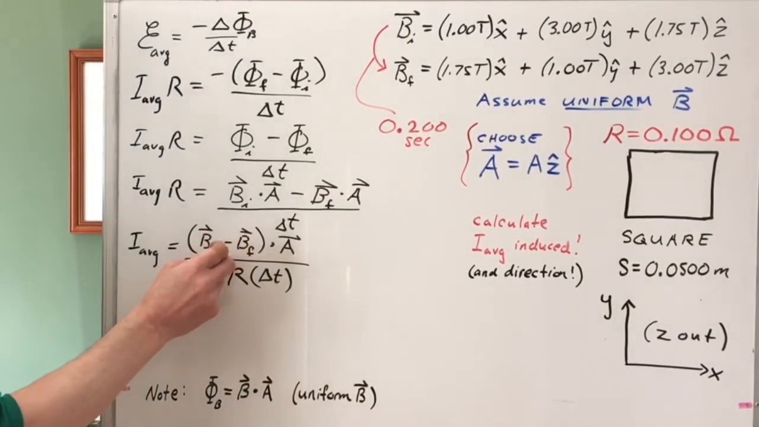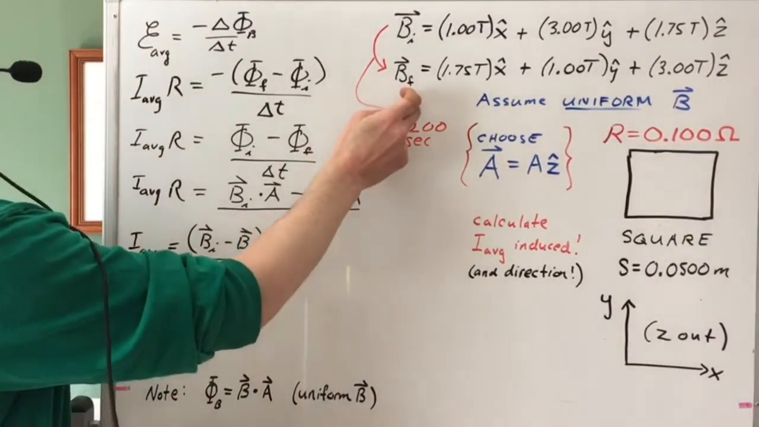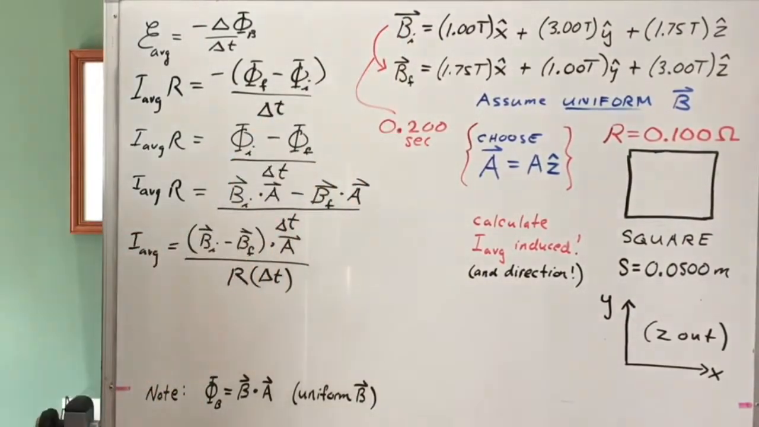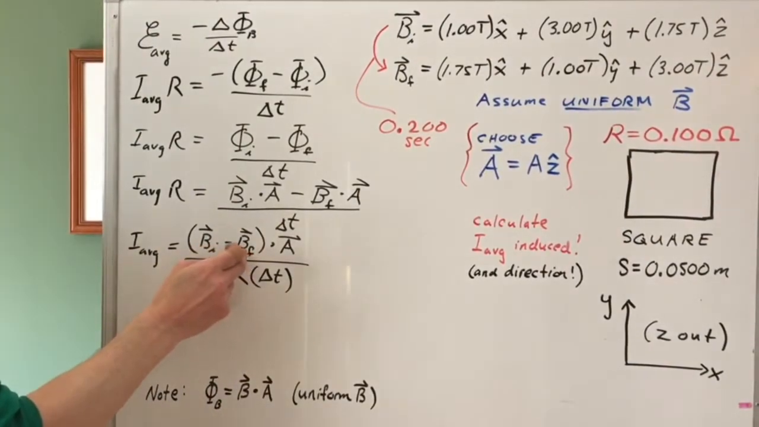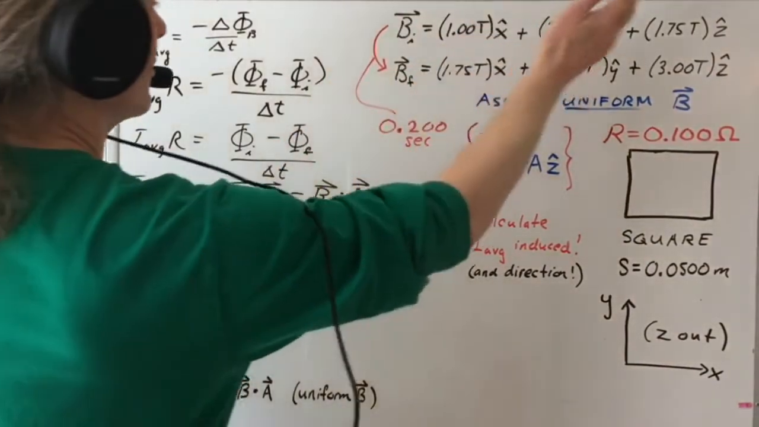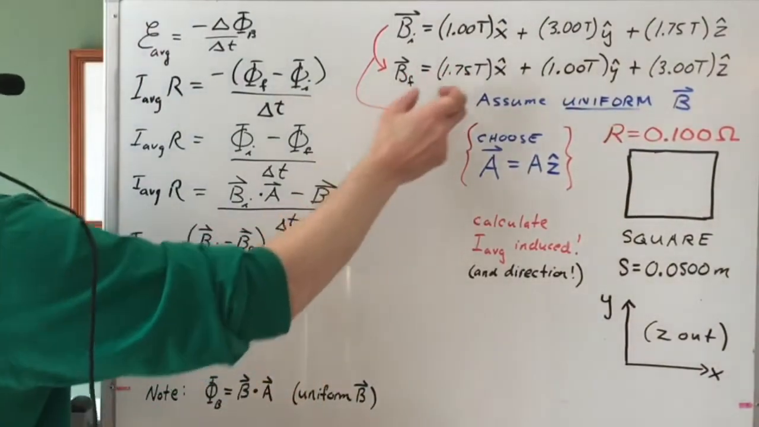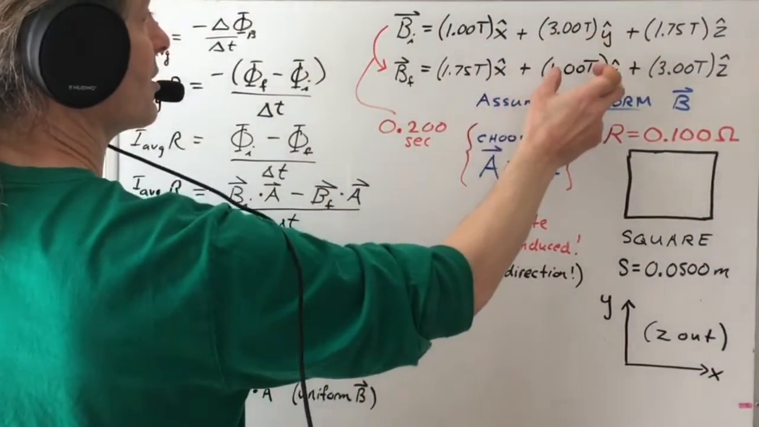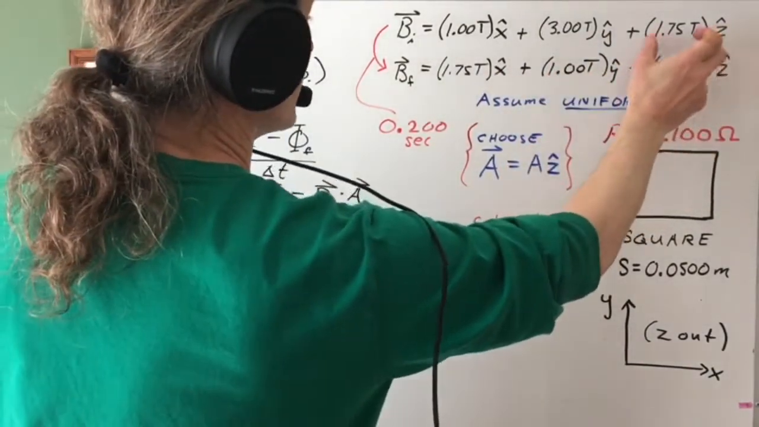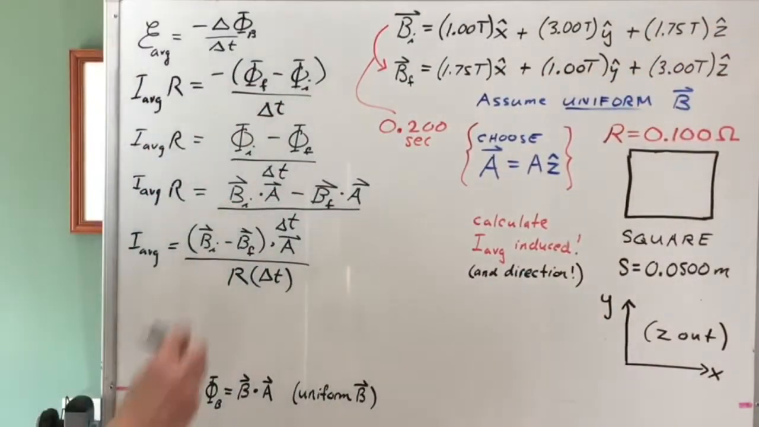I'm going to subtract B final from B initial component by component and plug in here. B initial minus B final, I'll have an X component, a Y component, a Z component. Just for the X component, I'd take this minus that. For the Y component, I'd take this minus this. For the Z component, I'd take that minus that. All right, so I'm going to do that here.